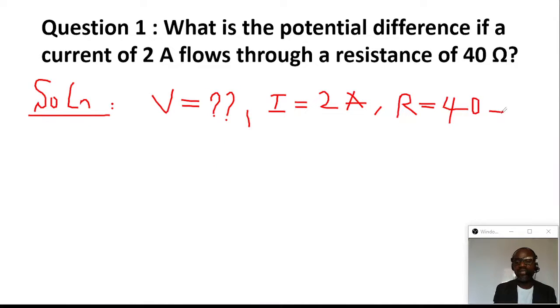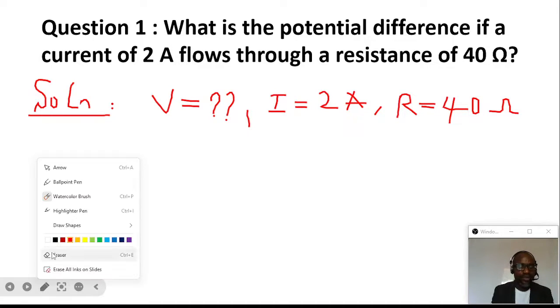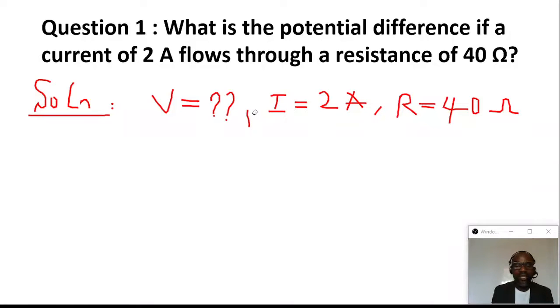Let's write the symbol for ohms. Very nice. Are there any ones not properly represented? I think all of them are properly represented. Let's clean off this. We don't need all this. We now know that V, our potential difference, is unknown. I, current, is known by the value 2 amps. Resistance R is known by the value 40 ohms.